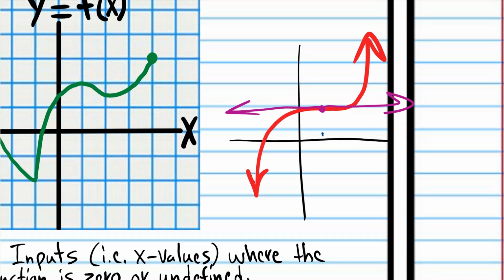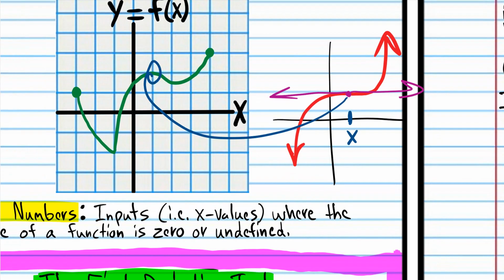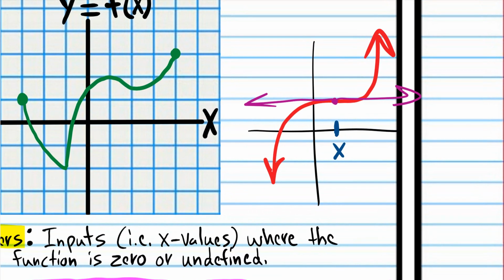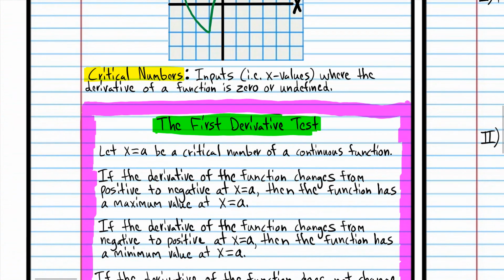So the x value at that point would be a critical number because the derivative is 0. But in this situation, you can see that this point, its y value, is not a maximum or minimum value because it's not the top of a hill and it's not the bottom of a valley. It's just kind of a part of a shelf. So that's the situation today.